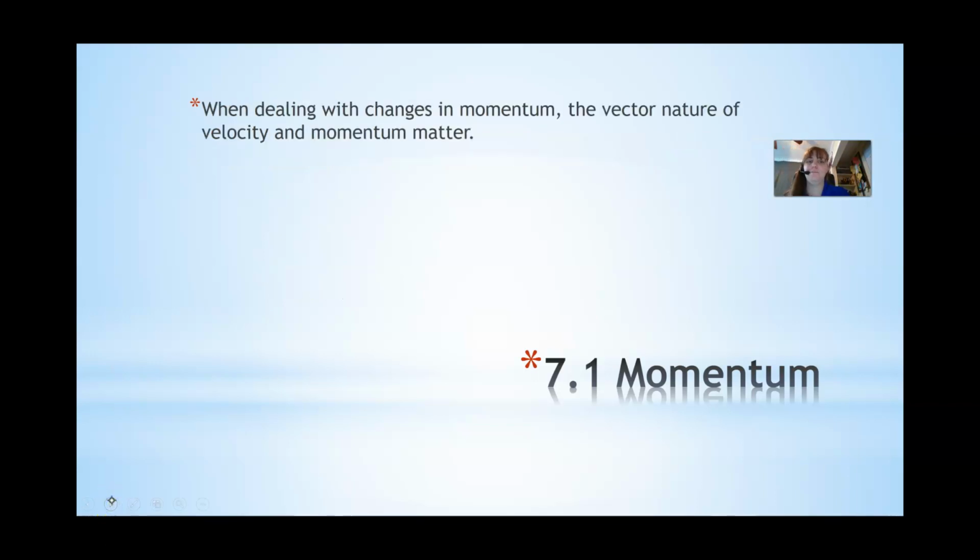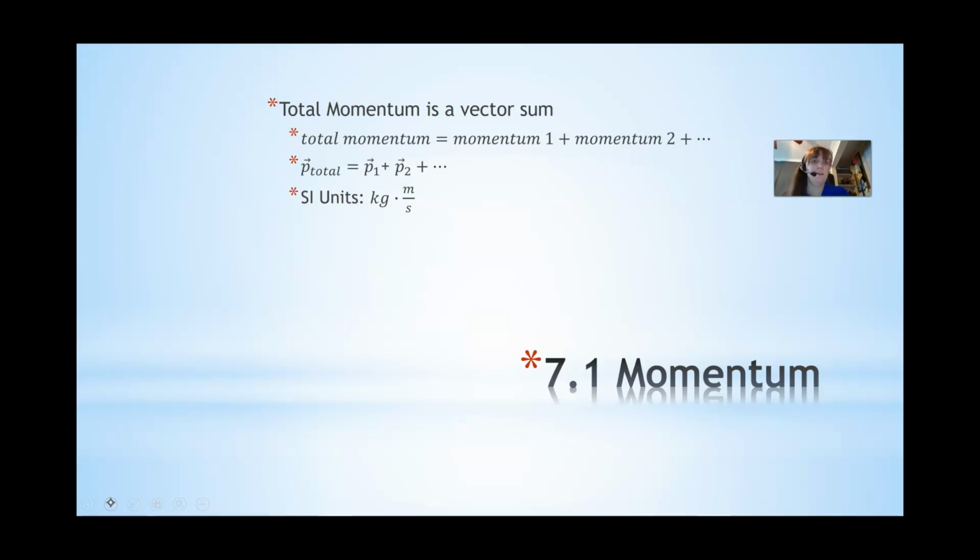Right? So the vector nature does matter. That means if we have things to the right and we add things to the left, they are going to cancel out. Just like we did with forces before, we do need to take that direction into account when adding for our total momentum. We've already established that total momentum is the sum of all the momentums, and the unit for total is going to be the same as for the individual momentums. Pretty standard.